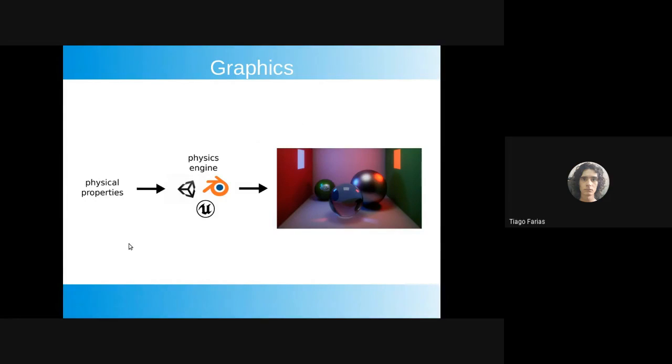So, in graphics, you take physical properties from a system, for example, mass, gravity, spring constant, whatever physical system you want to simulate, and put these physical properties on a physics engine. A physics engine is what takes these physical properties to simulate the environment or the physical system you want. For example, like physics engines, Blender, Unreal Engine, Unity. So the example here is an image that's produced by this physics engine that takes as an input these physical properties. In this case, it's an image for ray tracing that produces reflection and this kind of things from optics.